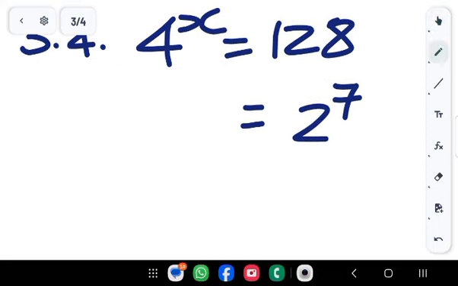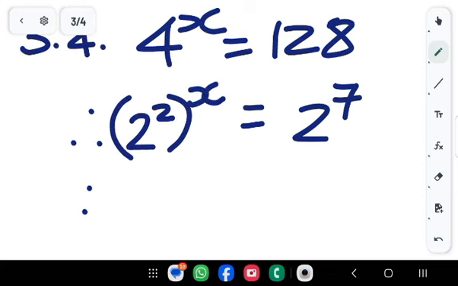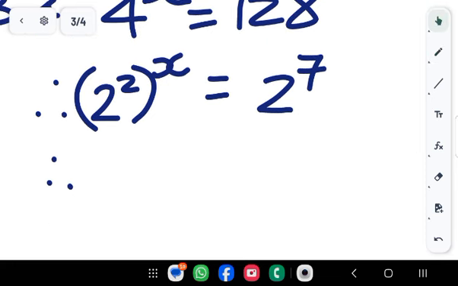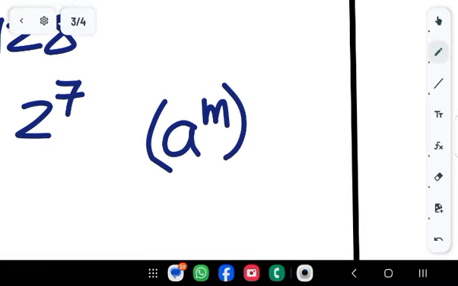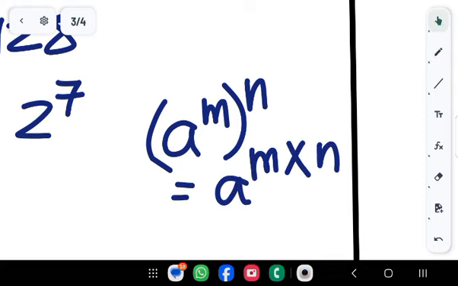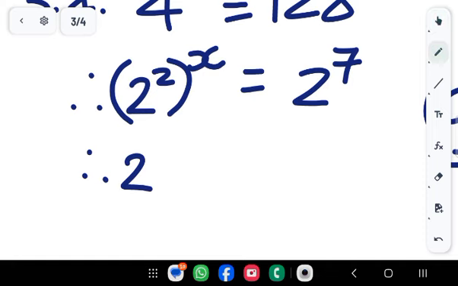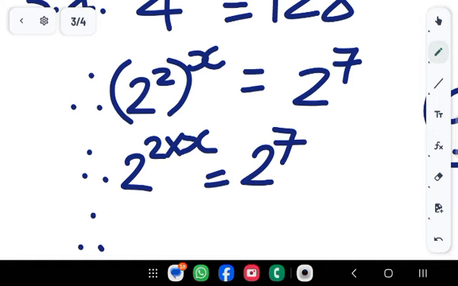Now we know that 4 can be written as 2 squared, so we change that into 2 squared all to the power of x. Because what we are trying to achieve is that we must have powers of the same base. So that is 2 to the power of, when you raise a power to another power, for example, if you've got 8 to the power of m, raised to the power of n, that becomes 8 to the power of m times n. So you multiply the exponents, and that's exactly what we do here. 2 times x.